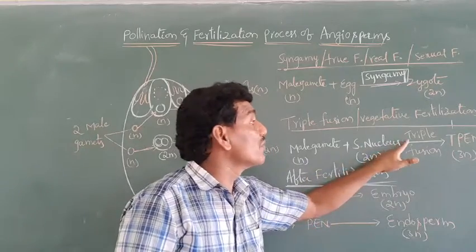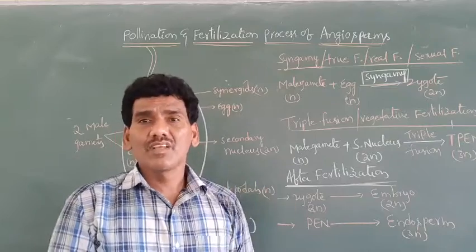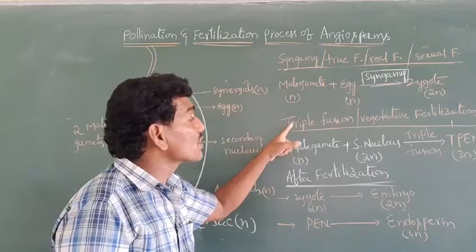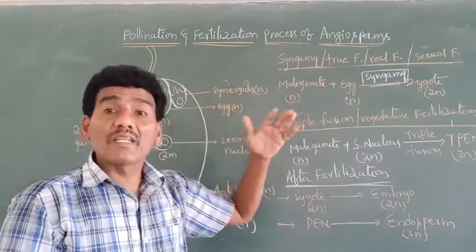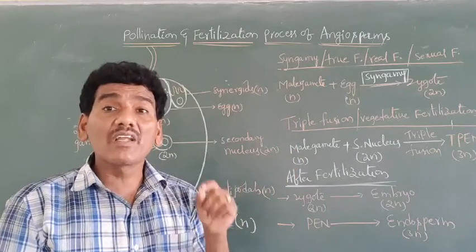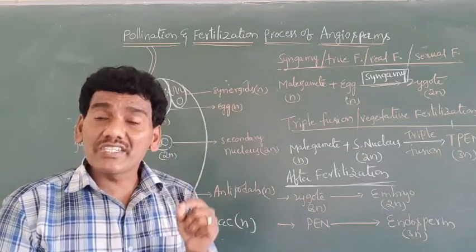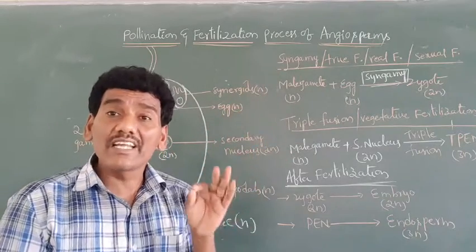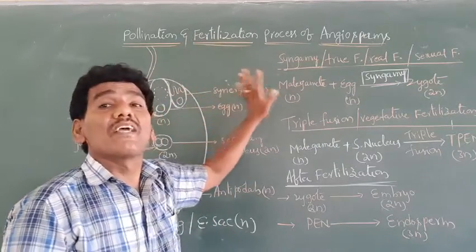This is triple fusion. Triple fusion was first discovered by Nawaschin. Syngamy was first discovered by Strasburger. That's why two types of fertilization take place inside the embryo sac. This phenomenon is known as double fertilization: syngamy and triple fusion taking place inside the embryo sac.